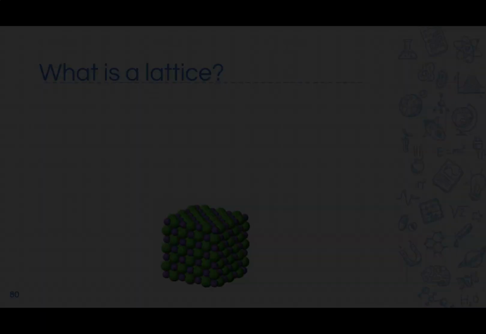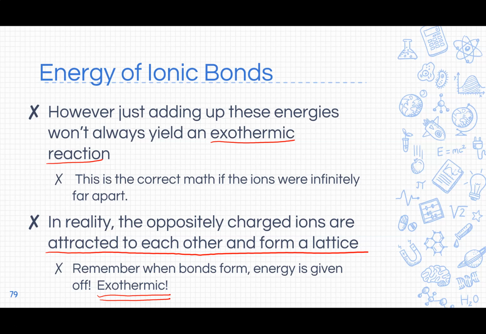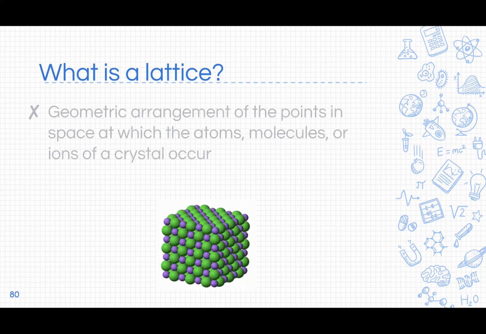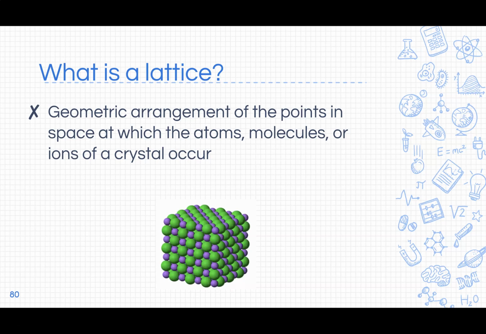So I said the word lattice earlier, right? It says like attracted to each other and form a lattice. And so what exactly is a lattice? A lattice is a geometric arrangement of the points in space at which the atoms, molecules, or ions of a crystal occur. So that's the official definition. In other words, the lattice is just how the atoms and ions are arranged to form a crystal. So here is the crystal structure or the lattice of NaCl.